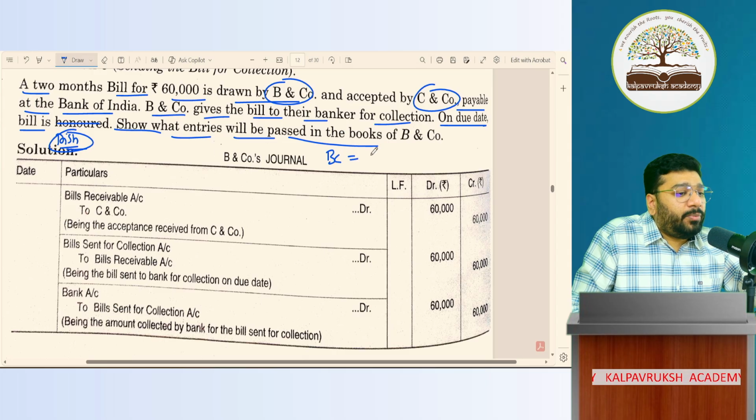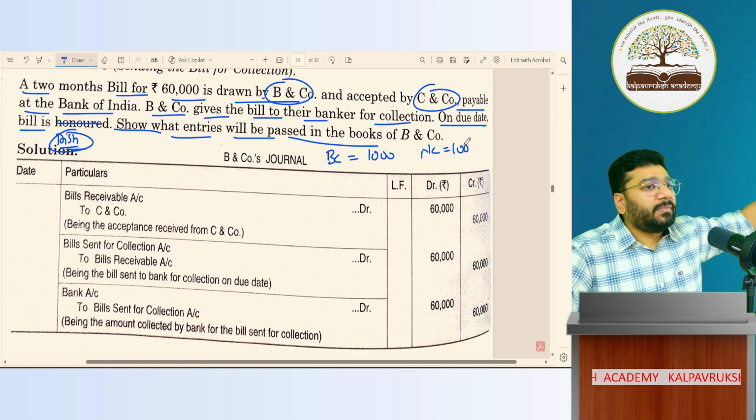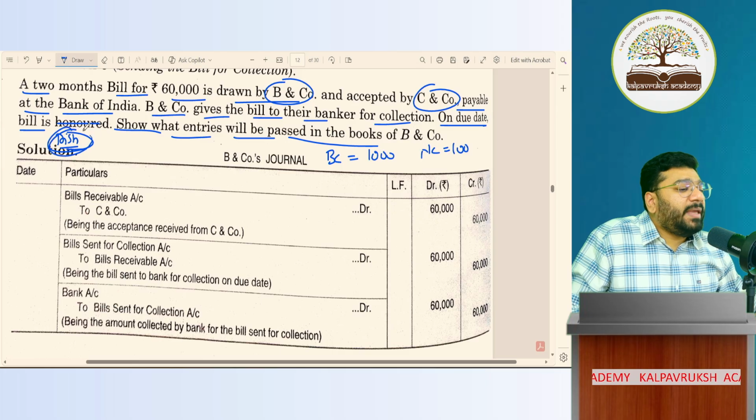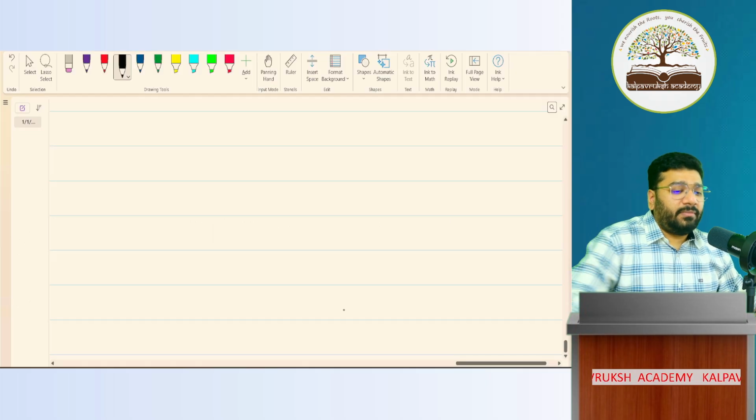Bank charges will be additionally 1,000 rupees. Noting charges, I'm putting additionally 100 rupees. Same question, with changes: instead of the bill being honored, it is dishonored. Second, bank charges 1,000 and notary is 100. Draw the diagram.